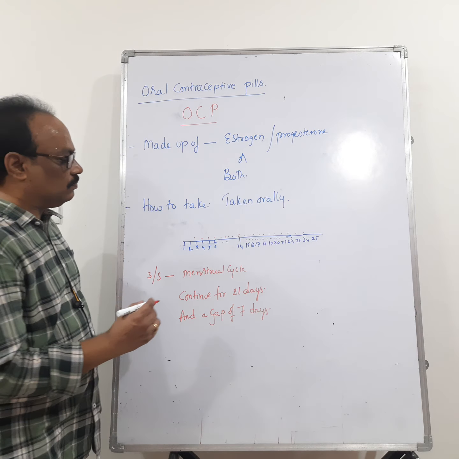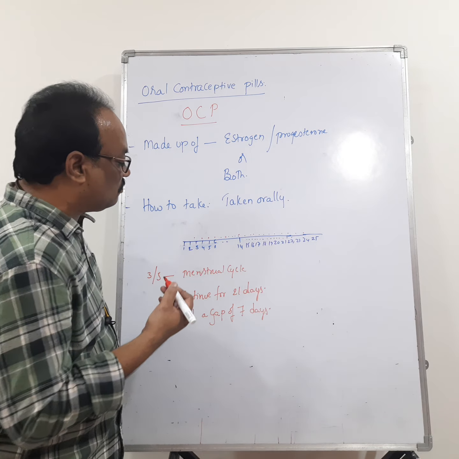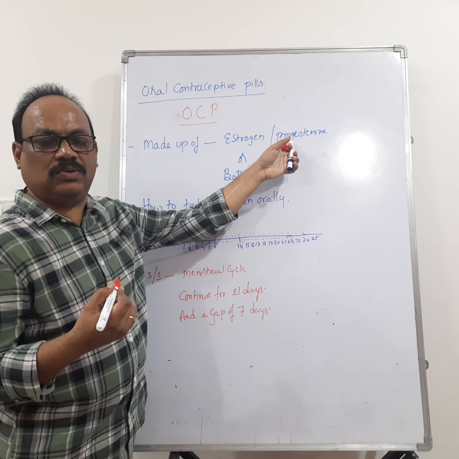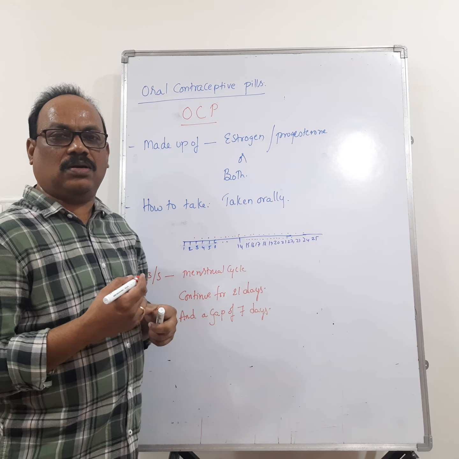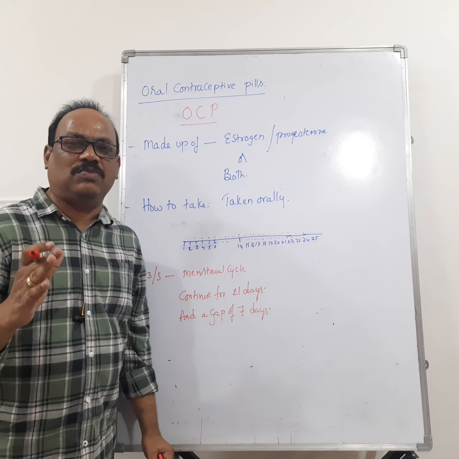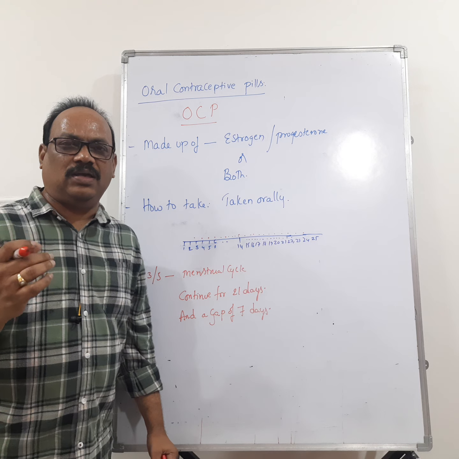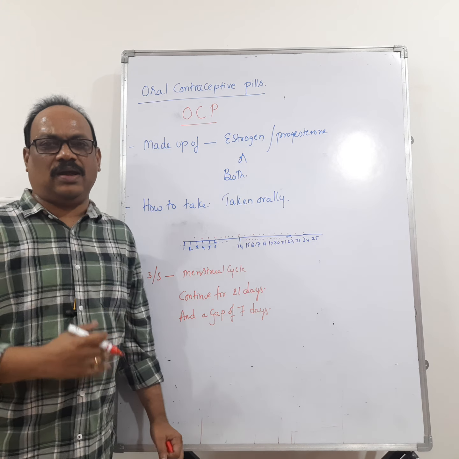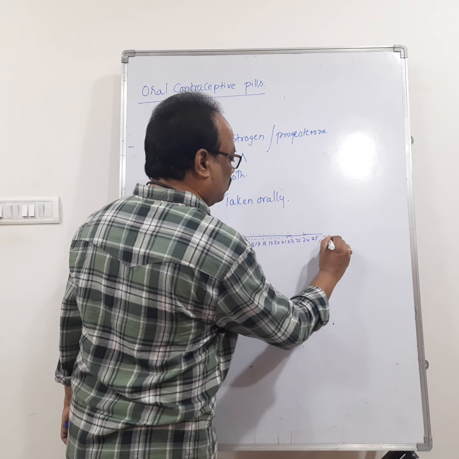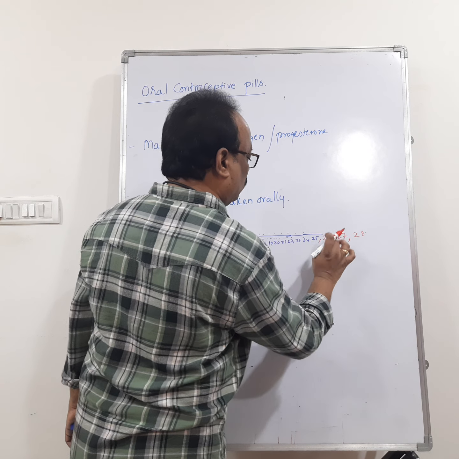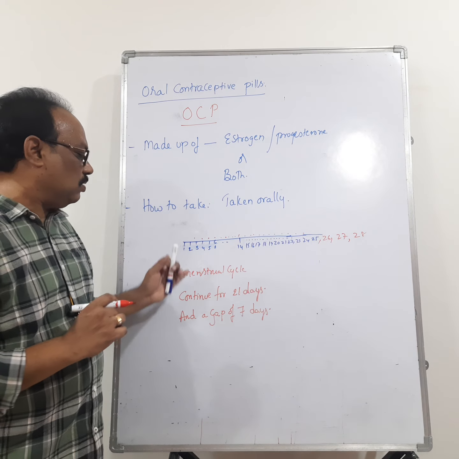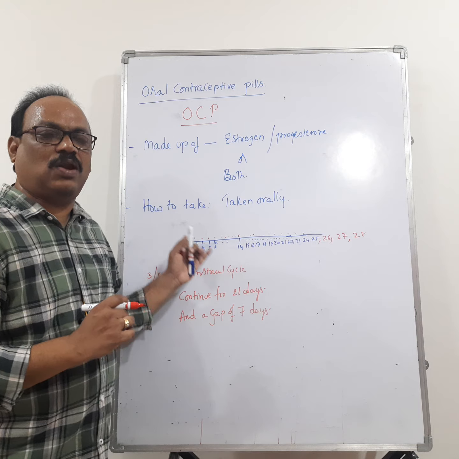So what are the components present in the oral contraceptive pills? I told you that they consist of estrogen and progesterone. The pills are taken continuously for 21 days, and after 21 days a gap is given for 7 days. Again after 7 days they will continue. In that gap of 7 days the menstrual flow occurs.